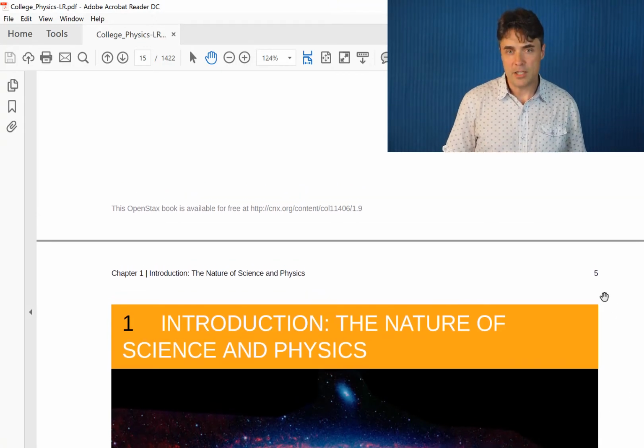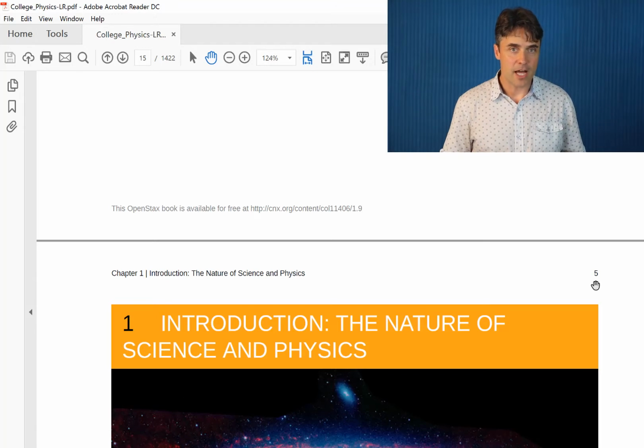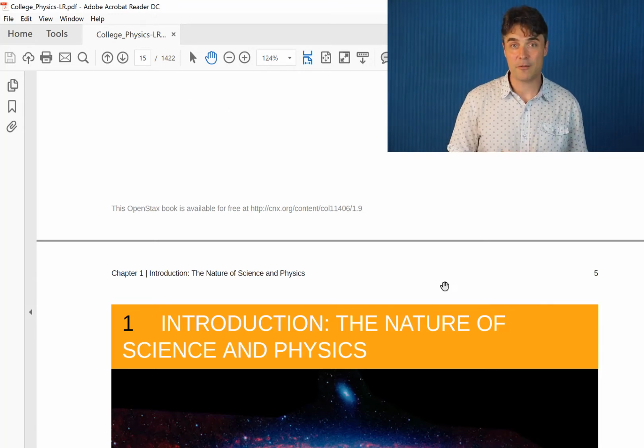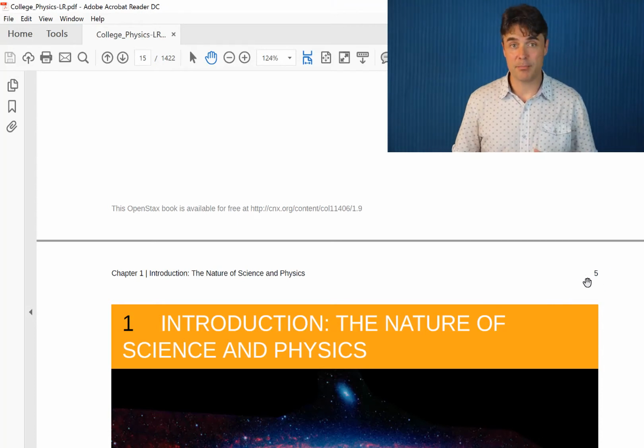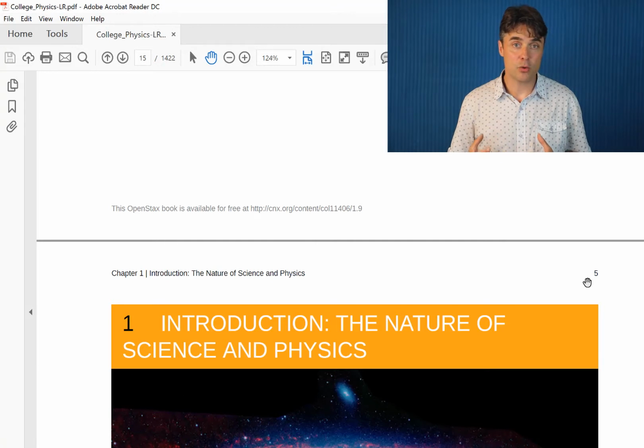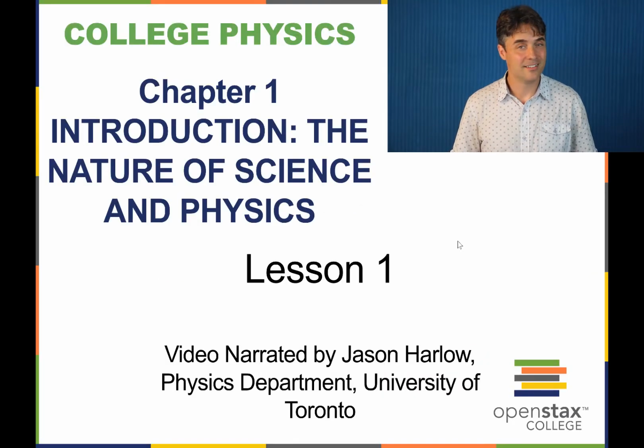Notice that the page number is 5, but my PDF viewer identifies this as 15 out of 1422 up at the top. In my videos and examples, I will always refer to the actual page numbers written on the pages themselves, like 5 in this case. With that, let's get started.